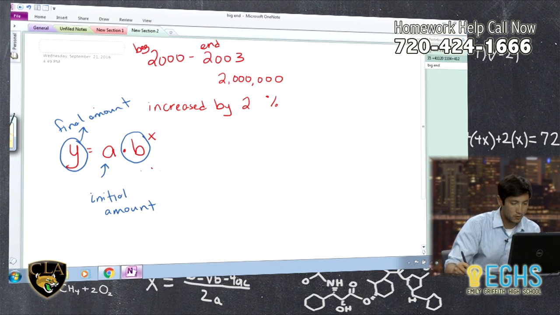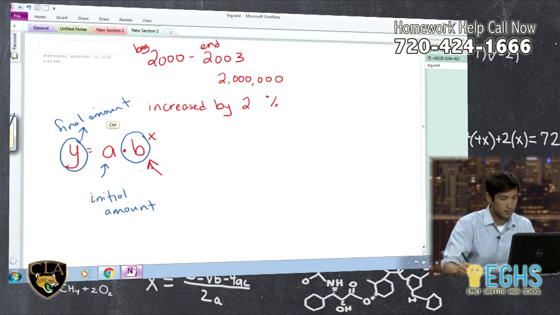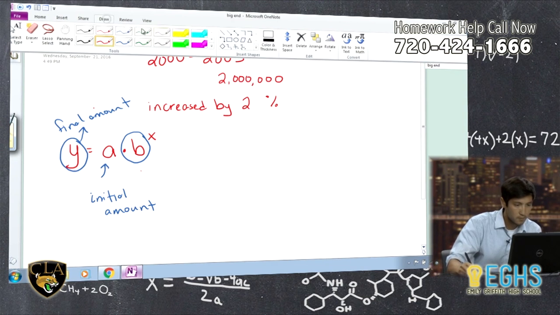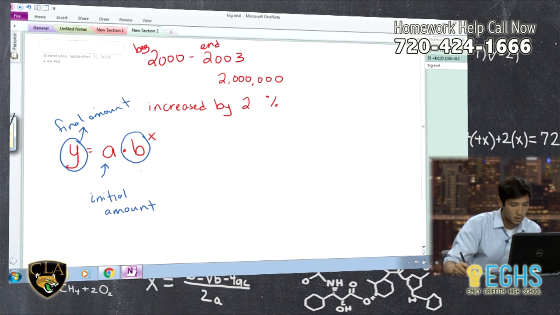And then this is going to be your growth rate. Let me do that in different colors so it's not confusing. Growth rate. And then this x up here is going to be time.